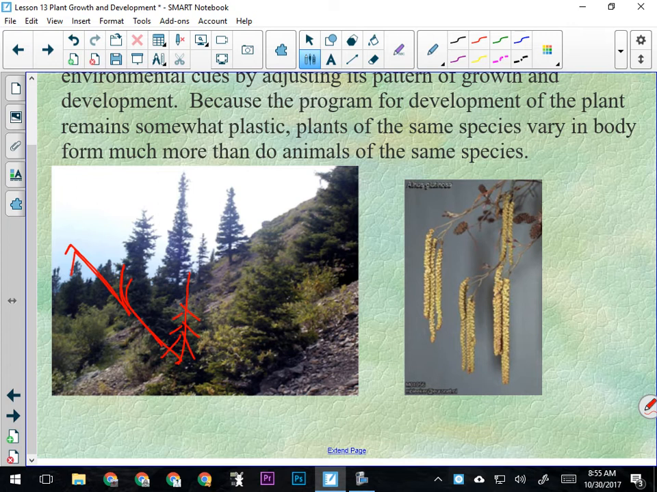In fact, some seeds actually have to go through the digestive tract of certain animals to remove a coating and start the germination process. So some of them actually have to be eaten before they'll even germinate. So all of these are ways to disperse the seeds. They're an adaptation to growing in different environments.